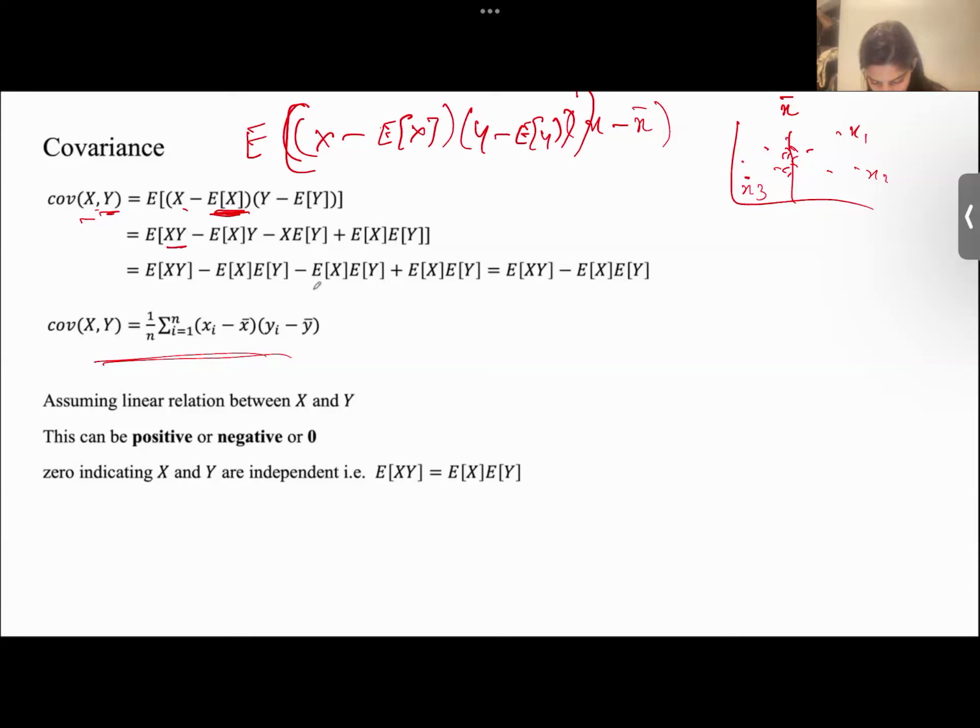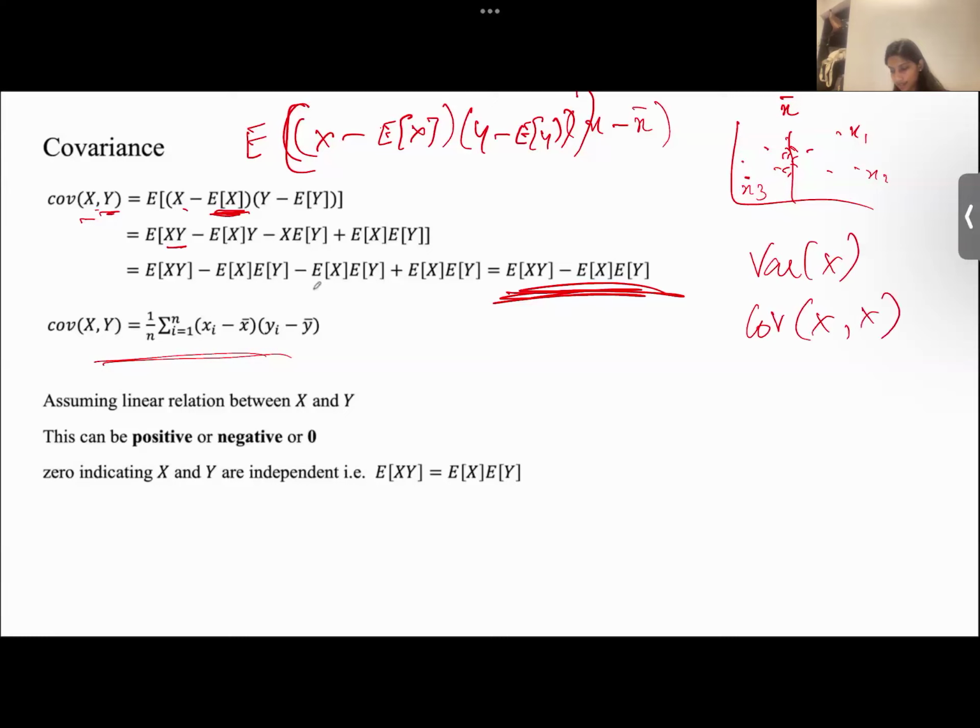And yeah, you just rewrite these. And finally, if you solve this, you'll get an expression like this: expectation of xy, which is the joint expectation, minus expectation of x into expectation of y. So when you say variance of x, it basically means covariance of x comma x. So think about it: instead of y here, if you substitute x in all this equation, what will you get?